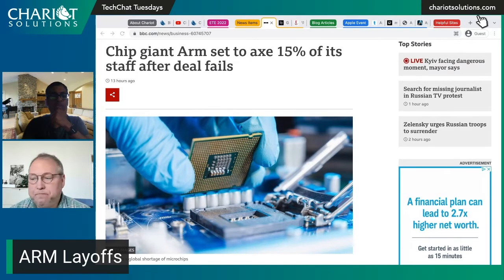I guess, is this global staff? Is it staff across the board? Is it a specific unit? I'm not sure which units or anything. I didn't see that in the article, but they did say the UK and the US specifically.